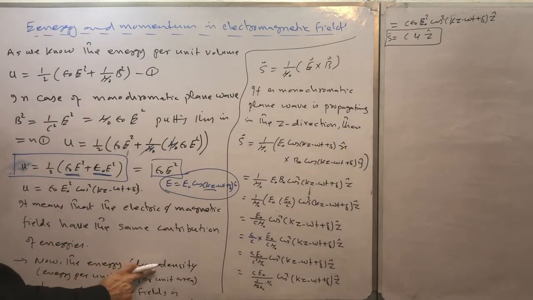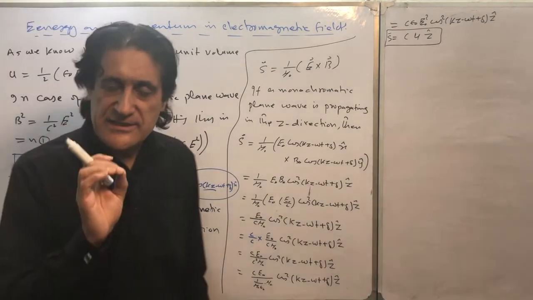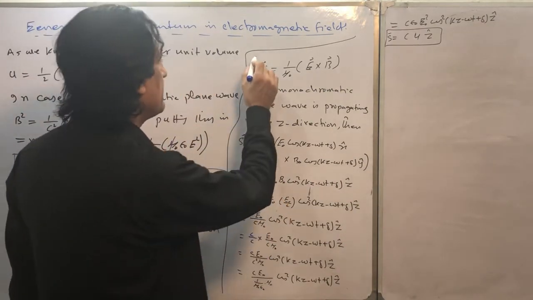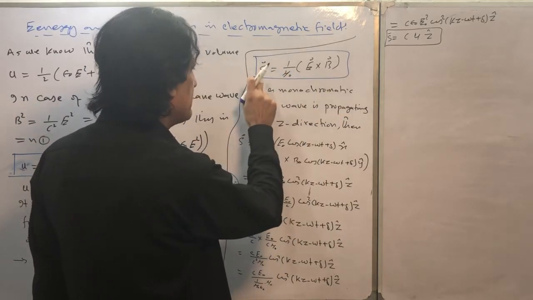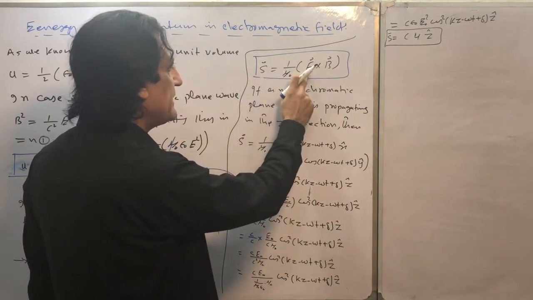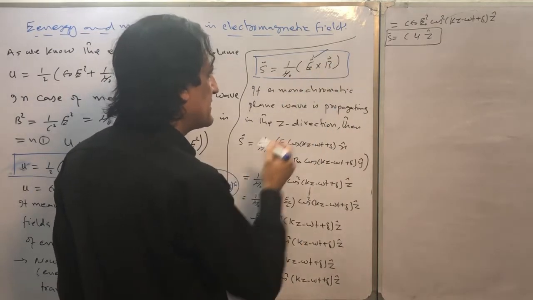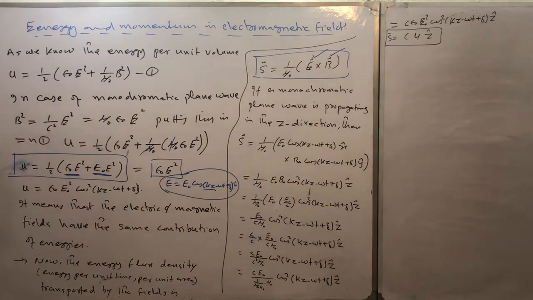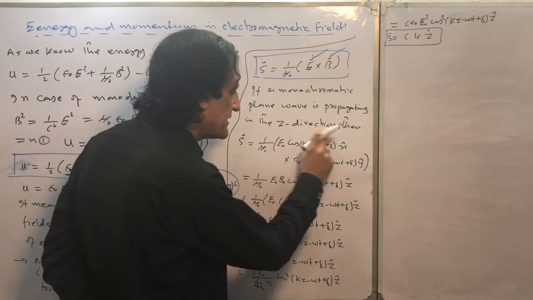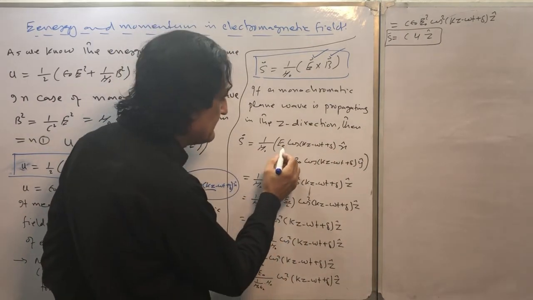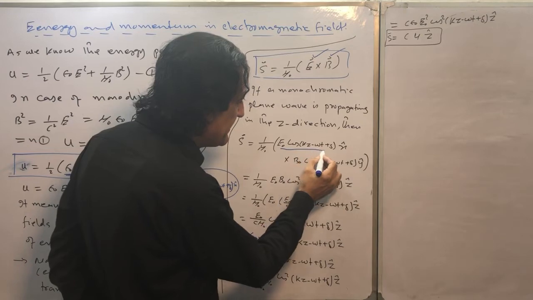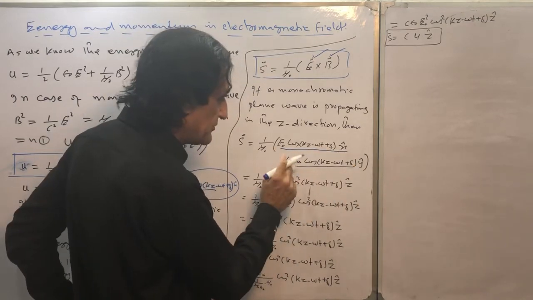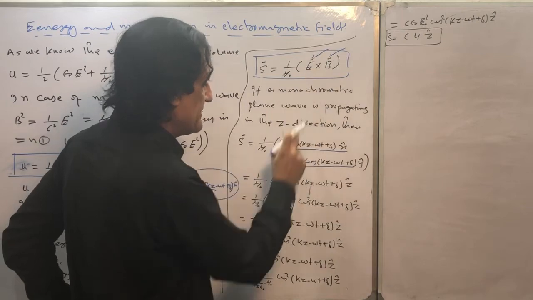Now, the energy flux density, the energy per unit time, per unit area transported by the field, we know this as the Poynting vector. And this Poynting vector has the expression S is equal to 1 over mu naught E cross B. Now we know the electric field, we also know the magnetic field. If we put the electric field and magnetic field values when a wave is propagating along the z direction, then the electric field has this value because of the direction. So this is the value of B and this is the value of E.